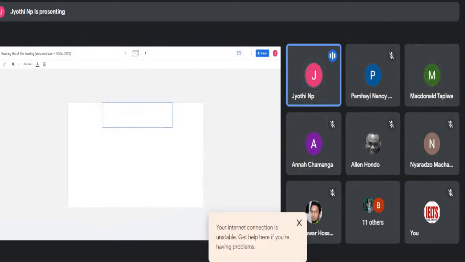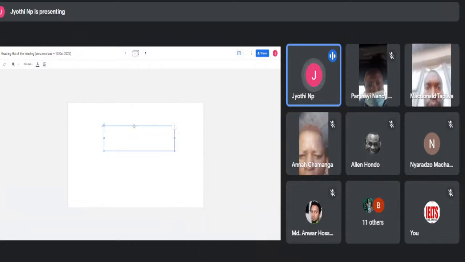Okay, so here basically, what are the challenges we have? Okay, so first of all, when we are reading the text, what are the problems we can come across?